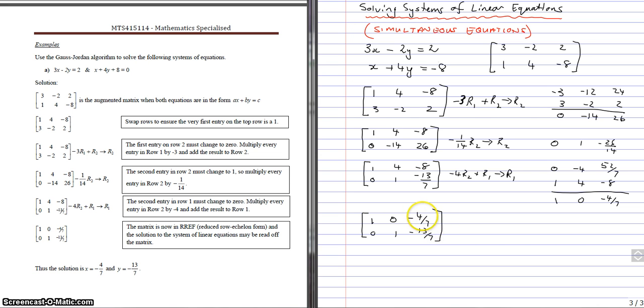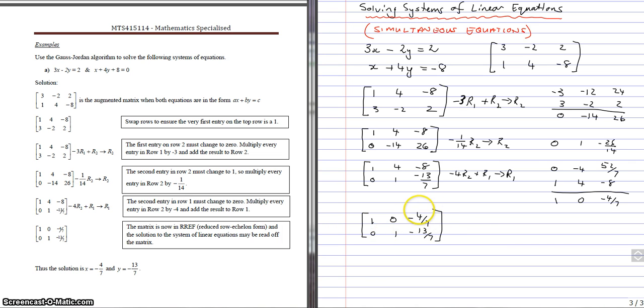What we have here then is our matrix in reduced row echelon form. Okay, it satisfies all the conditions. Our leading entries are 1, and every other entry within those columns is a 0.